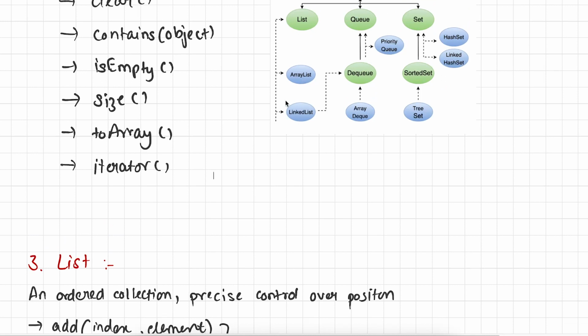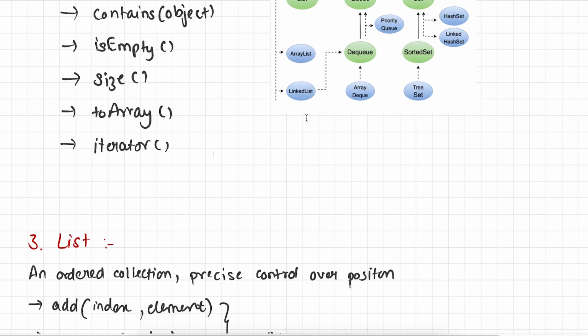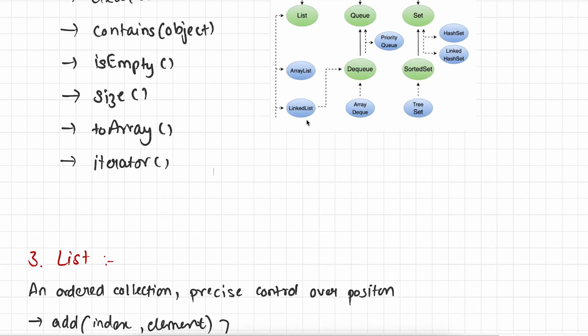So here you can see there are two types of list collection. One is array list and one is linked list. Array list is an implementation of array and linked list is an implementation of linked list. And the beauty of list collection is that it is an ordered collection. This means order is maintained.